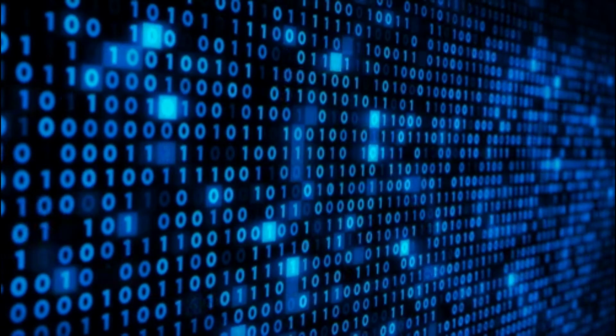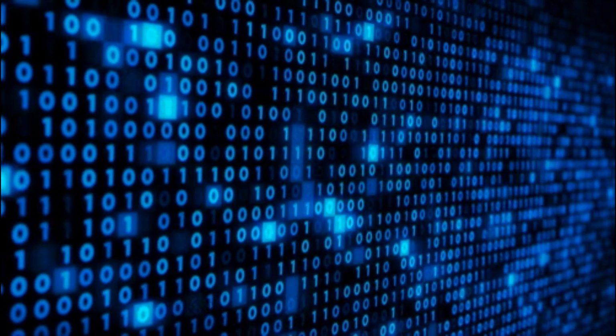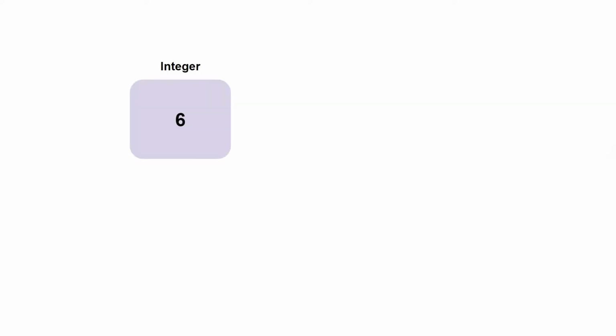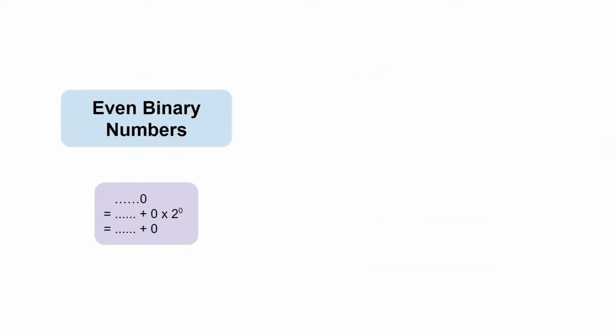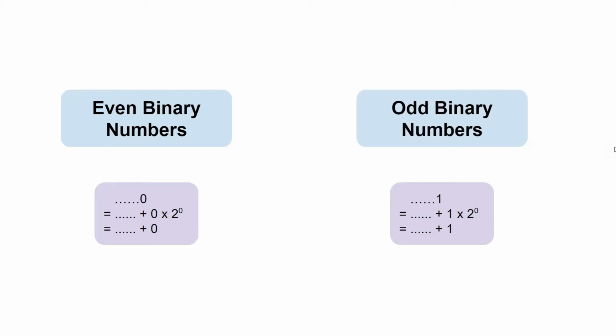We know that binary numbers are composed of zeros and ones. The decimal number 6 in binary representation is 110, which is 2 to the power of 2 plus 2 to the power of 1. To solve this question, we need to understand that the last digit of any even binary number is 0, and the last digit of any odd binary number is 1.